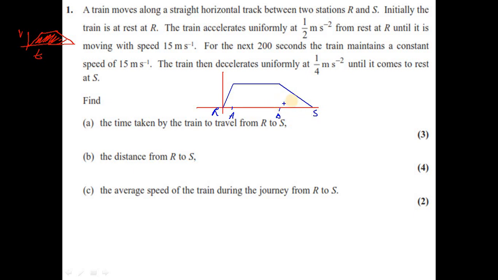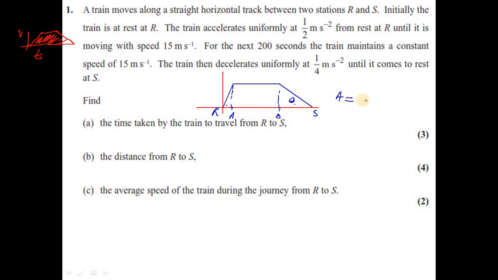So the distance traveled from R to S is the total area under the graph, and you have two choices. You can divide the whole region into two triangles, first triangle, second triangle, and this is the rectangle. So you can figure out three different areas, two for triangles and one for the rectangle, and add them up to find the distance. Or you can use the formula for the area of a trapezium, which for me is easy.